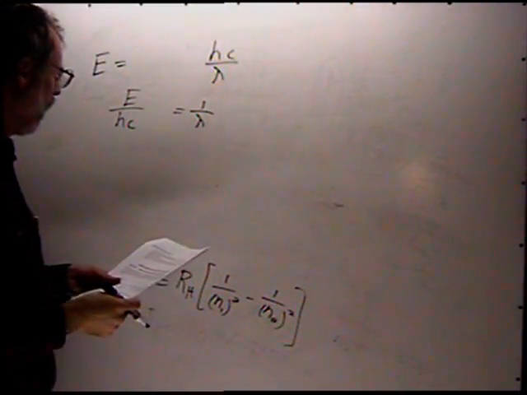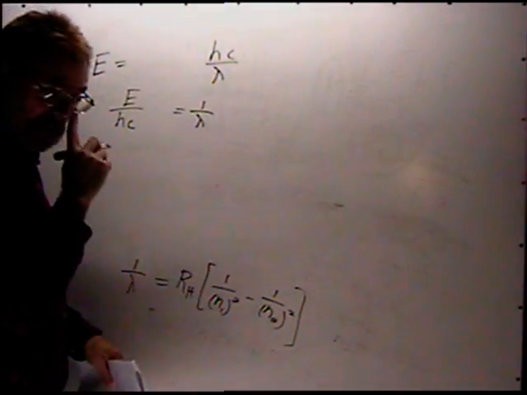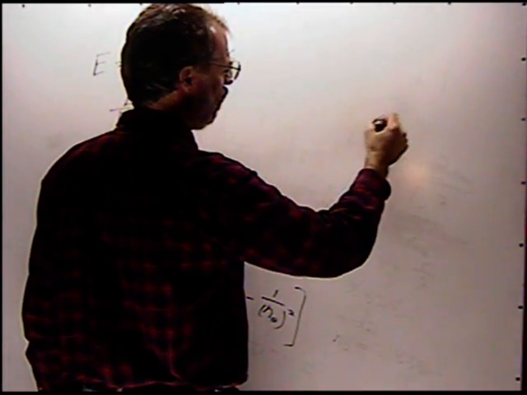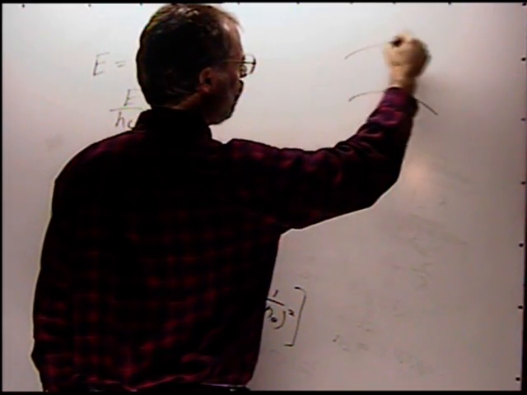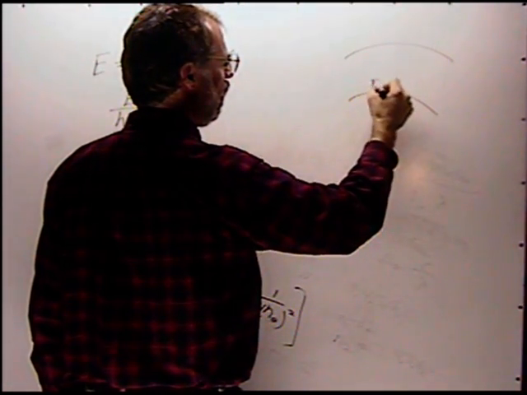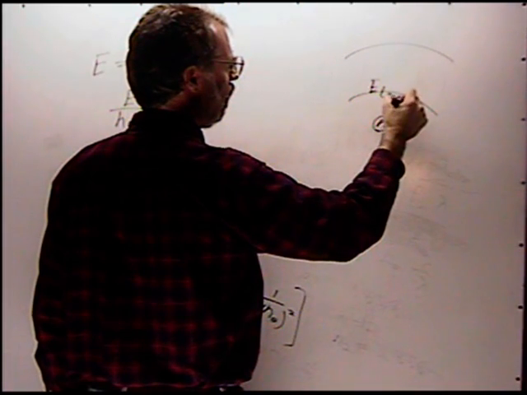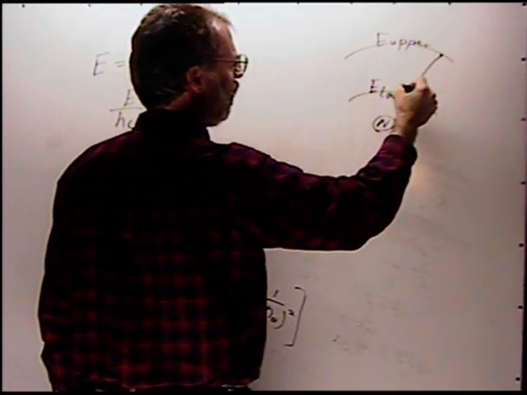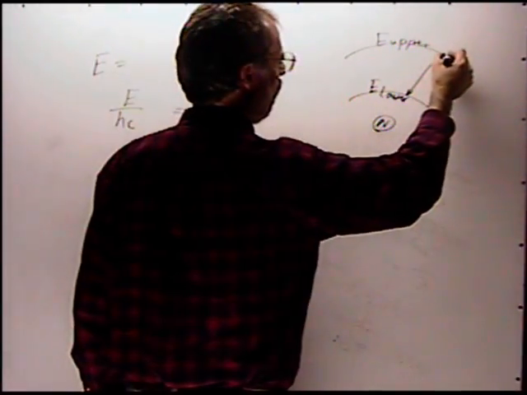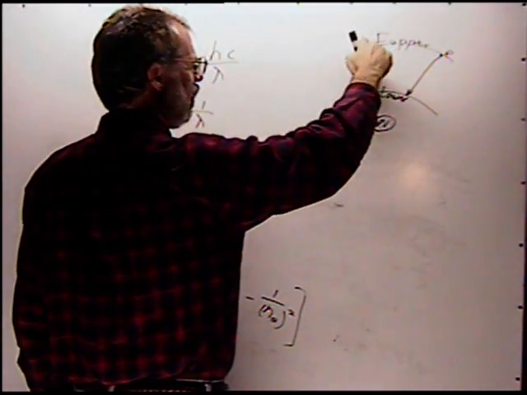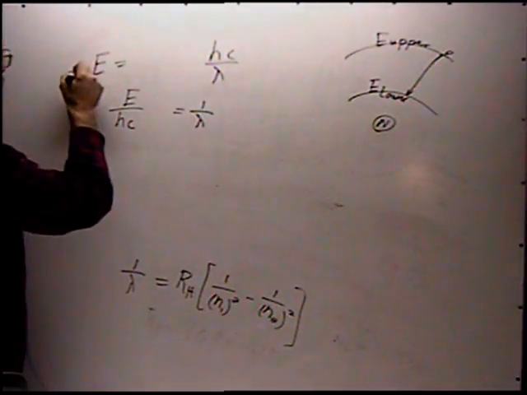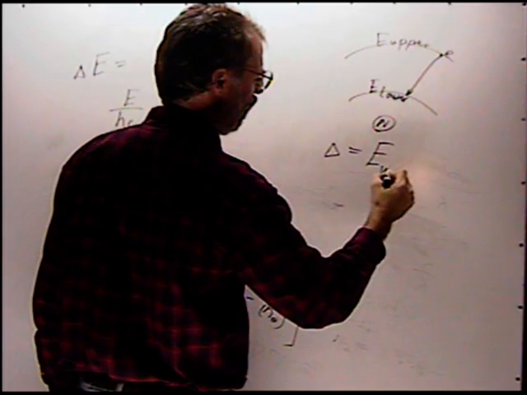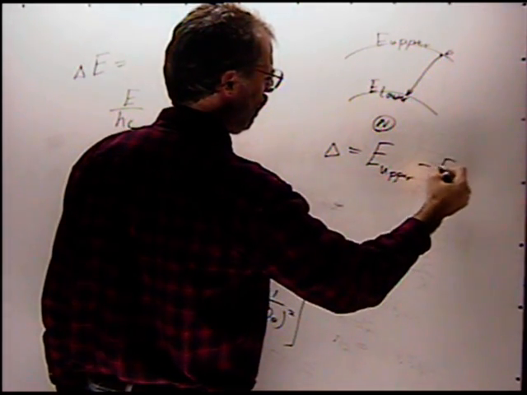Now, he had an idea of these orbits. So here's a nucleus, and he imagined that we had the energy of the lower level and the energy of the upper level. And he thought, okay, we have an electron here, and the electron goes from the upper level to the lower level. And so the energy difference here is the energy of the upper level minus the energy of the lower level.